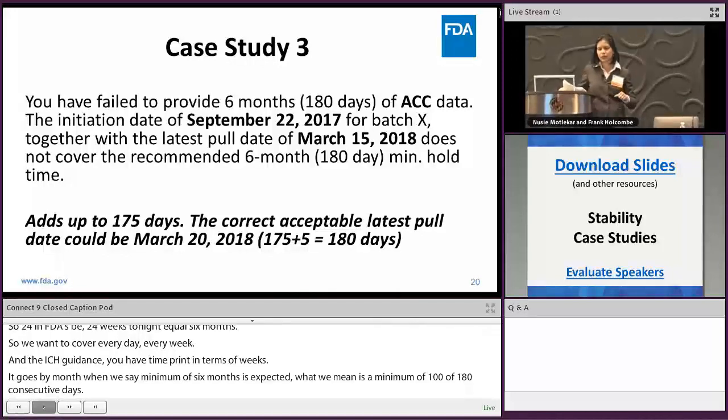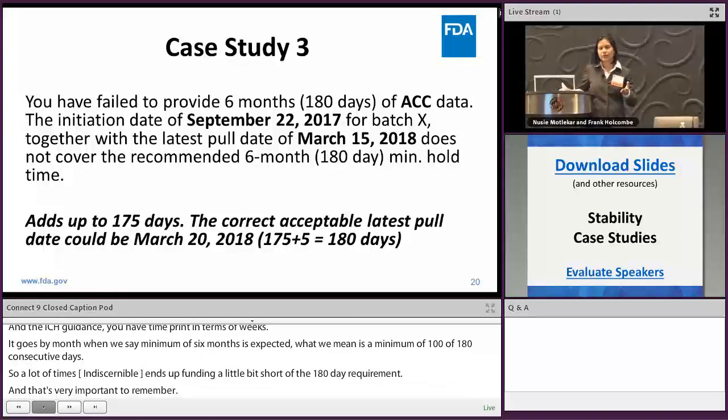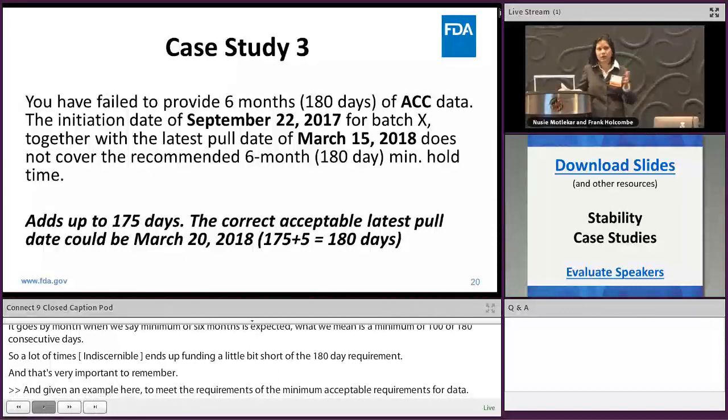So that's very important for you to remember. So as given in this example here, the firm, to meet the minimum acceptable requirements for data, should have maybe pulled out their sample on March 20th instead of 5 days prematurely on March 15th. So don't round up any weeks, don't round up anything, just go by the number of days.